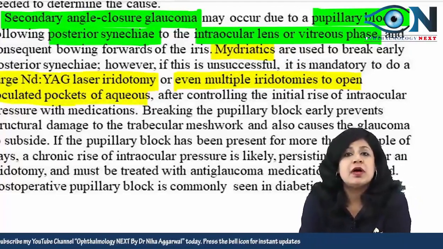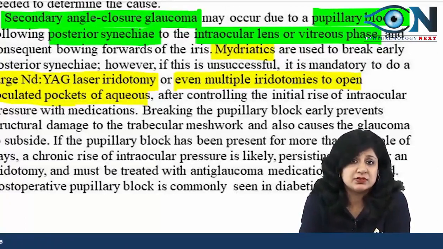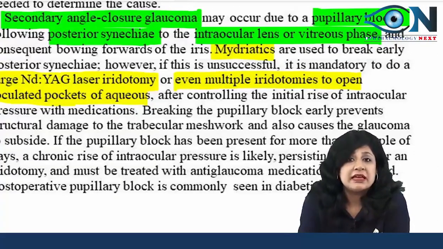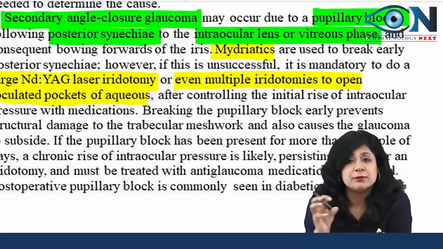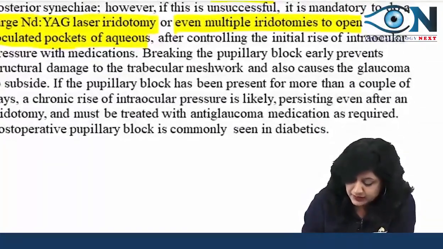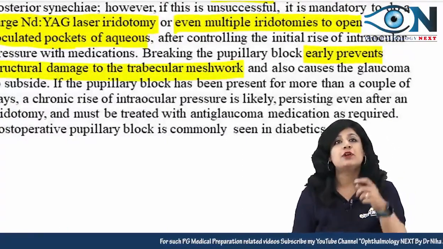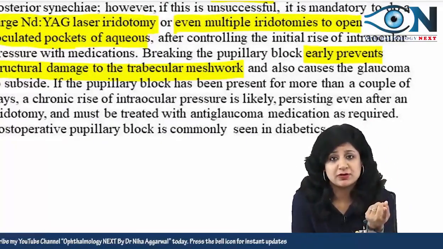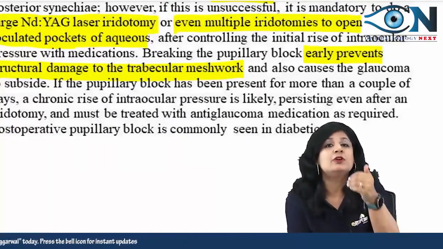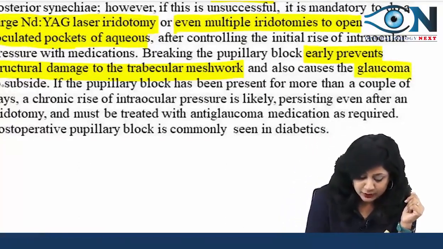So, if you have multiple synechial adhesions taking place, then what happens? Many times you have to create the iridotomy or even multiple iridotomies because there is so much aqueous humor collected behind the iris that it has formed pockets. Breaking the pupillary block early prevents structural damage to the trabecular meshwork, because if you are not breaking this block, then slowly and gradually there will be structural damage to the trabecular meshwork. Today it is just angle closure glaucoma, tomorrow it will also be complicated by open angle glaucoma.